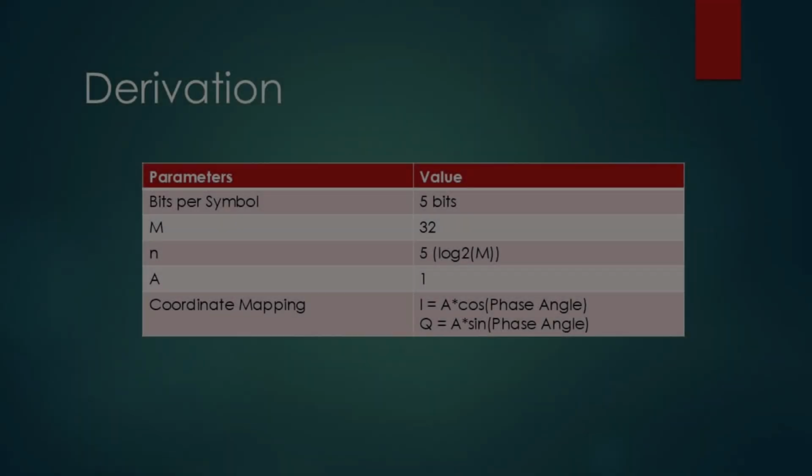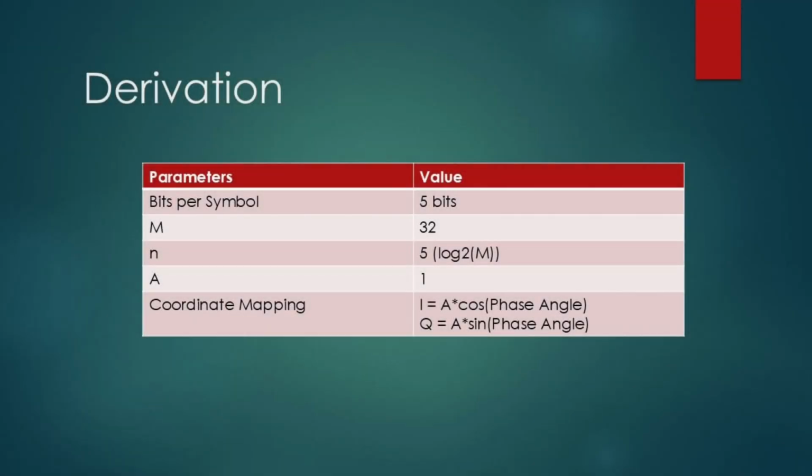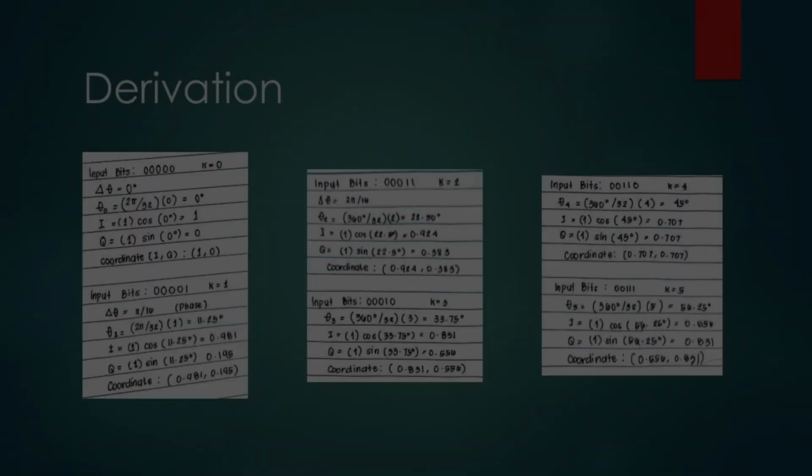Now, we are going to derive the equations and find what the 32 coordinates are, from input bits 0, 0, 0, 0, 0 going to 1, 0, 0, 0, 0. Shown on the screen are the parameters and their values, where bits per symbol is equal to 5 bits, M is equal to 32, N is equal to 5, amplitude is equal to 1, and the coordinate mapping where I is equal to the cosine of the phase angle and Q is equal to the sine of the phase angle.